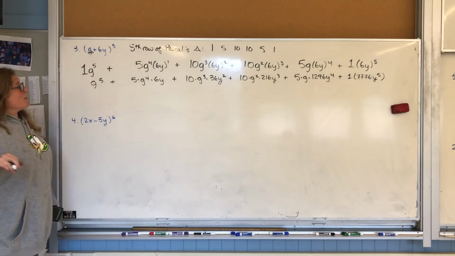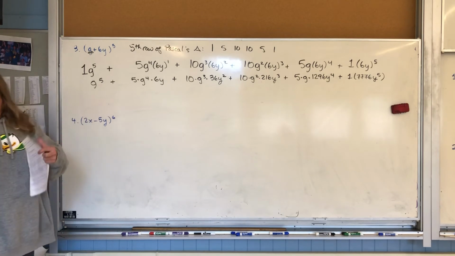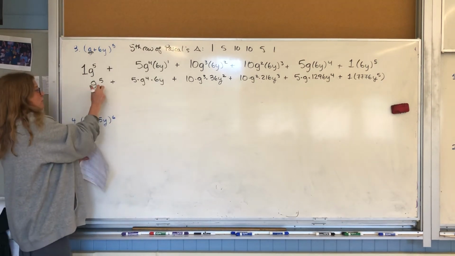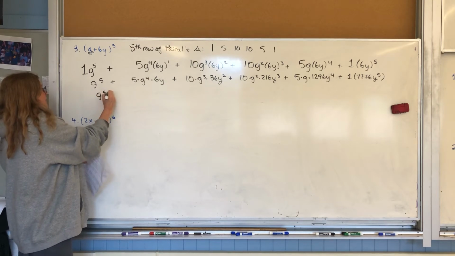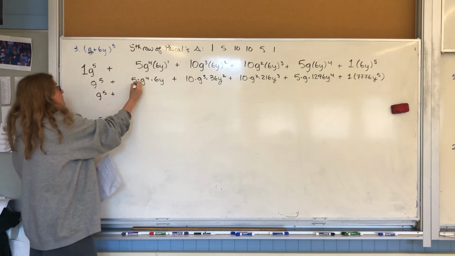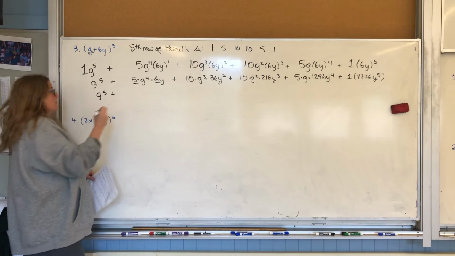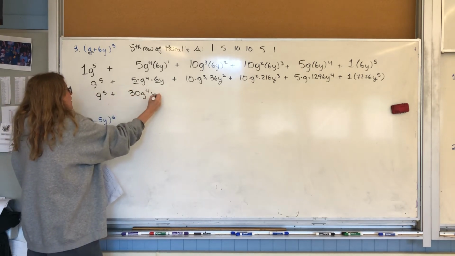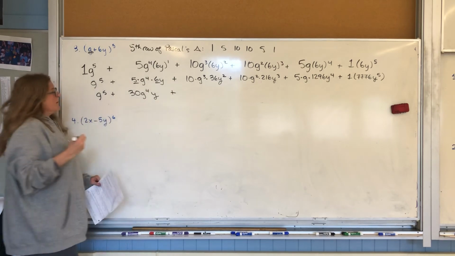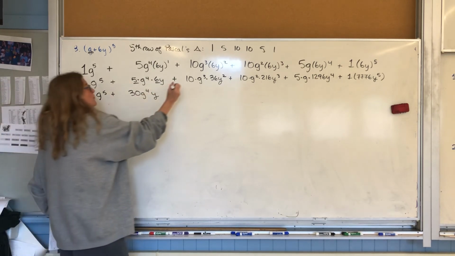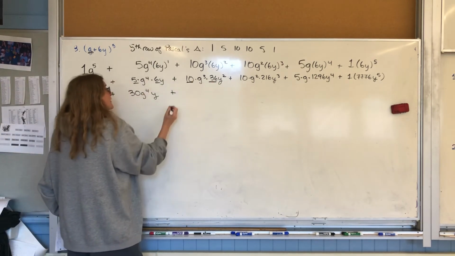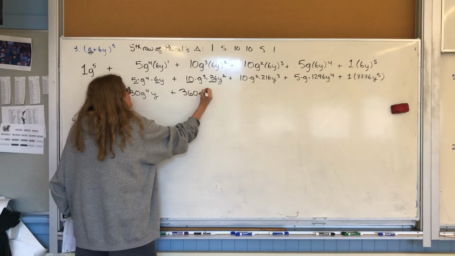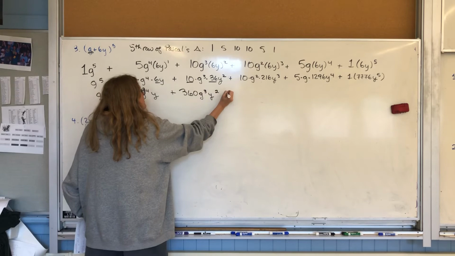Okay, so now we're going to multiply all of this out. Each of these is its own little term: G to the 5th. Now I'm going to multiply the 5 times the 6, so that's going to give me 30 G to the 4th y. Here I'm going to multiply the 10 times the 36, and that's going to give me 360 G to the 3rd y squared.